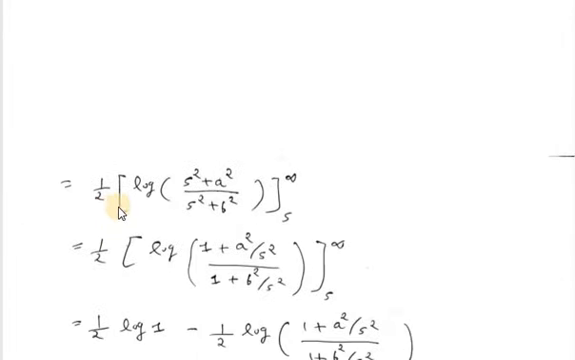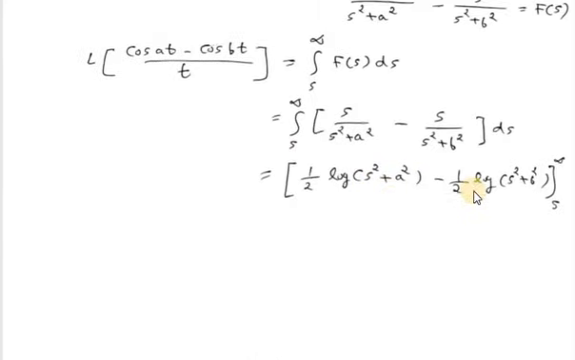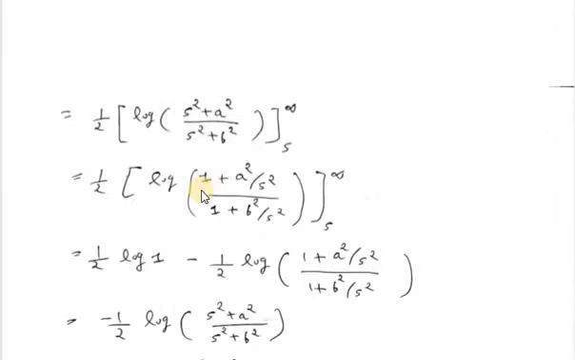Now taking 1 by 2 common and applying the property of logarithm, that is log x minus log y is equal to logarithm of x by y. So it will become logarithm of s square plus a square divided by s square plus b square, and limit is from s to infinite.